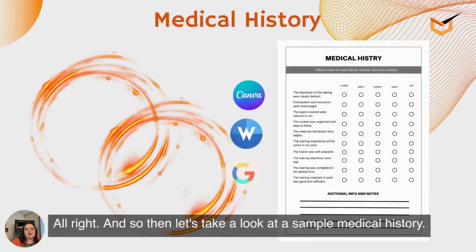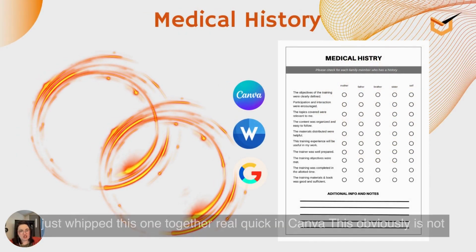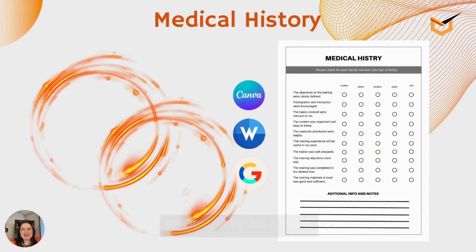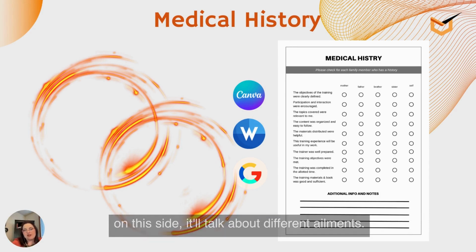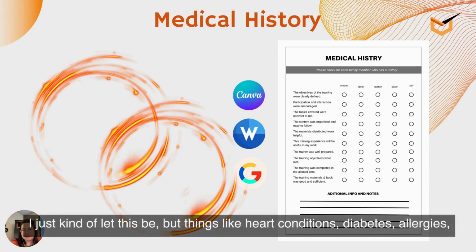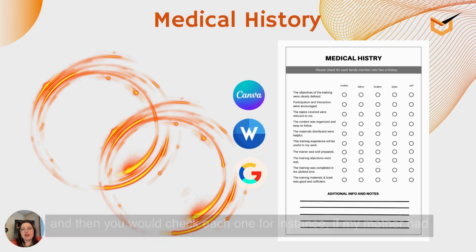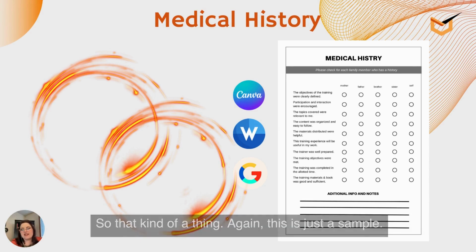All right, and so then let's take a look at a sample medical history. I just whipped this one together real quick in Canva. This obviously is not exhaustive by any means, but you'll see that there's a column for each of your family members, your mother, father, brother, sister, and self. And then on this side, it'll talk about different ailments. I just kind of left this be, but things like heart conditions, diabetes, allergies, and then you would check each one. For instance, if my mother had allergies, and she does, I would check it. If my father had allergies, I would check it. If I have allergies, I would check it. So that kind of a thing. Again, this is just a sample.